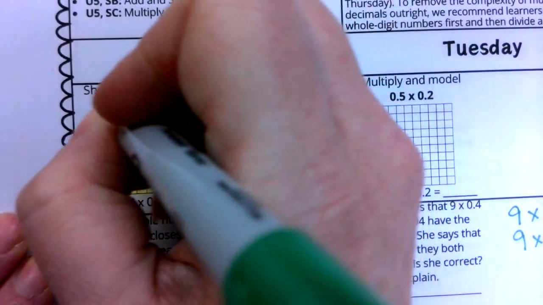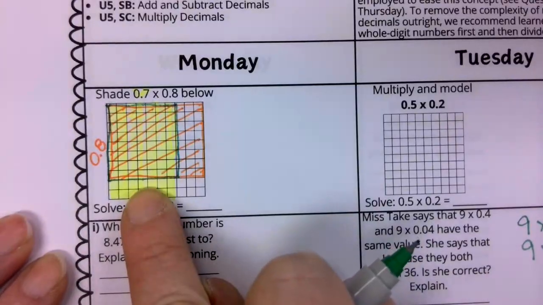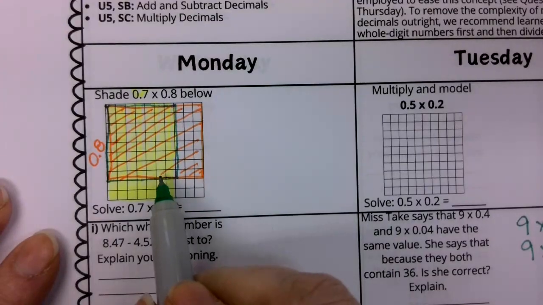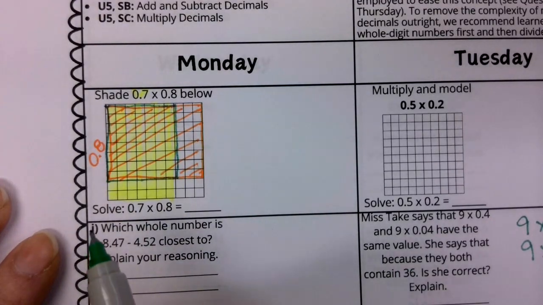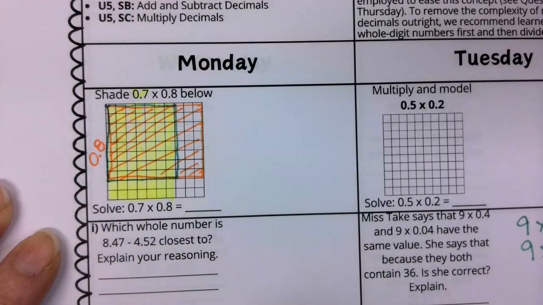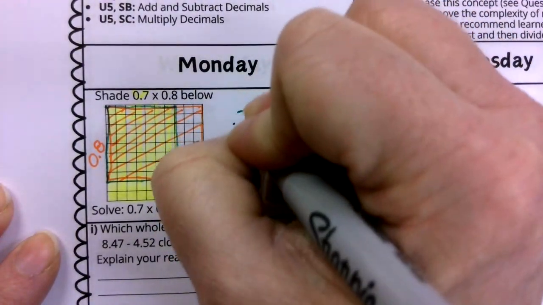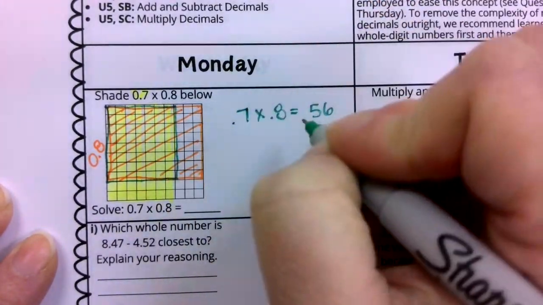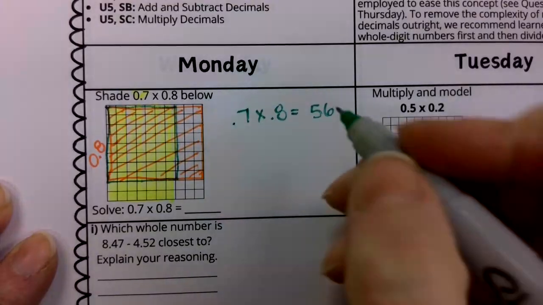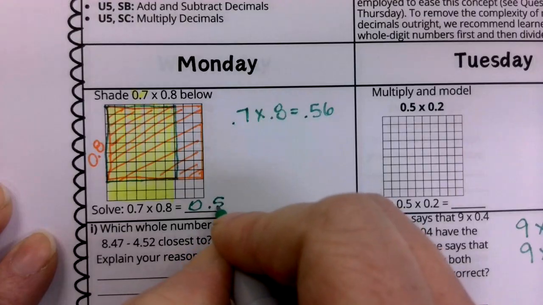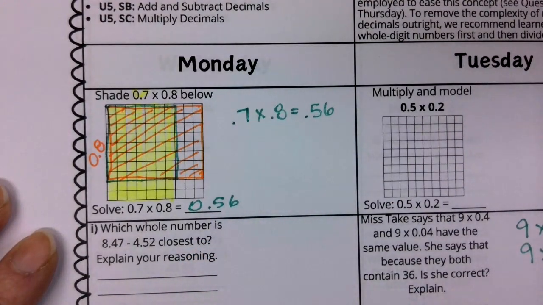When I model multiplying fractions, this area right here that now has yellow and orange overlap, that's where the answer is. I could count those individual hundredths, but I don't need to do that because I know this is really an 8 by 7 array. 8 times 7 is 56. So I know 7 tenths times 8 tenths equals 56. And they're 56 what? Well, they're 56 individual squares, and those individual squares represent the hundredth place. So my answer is 56 hundredths.